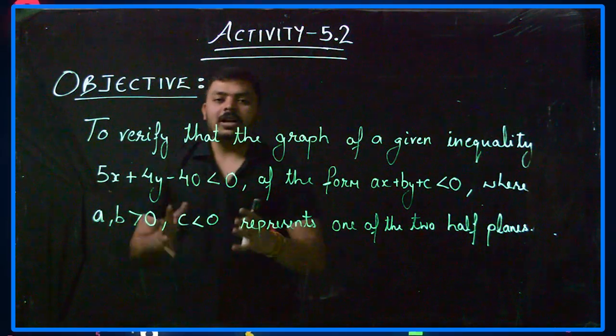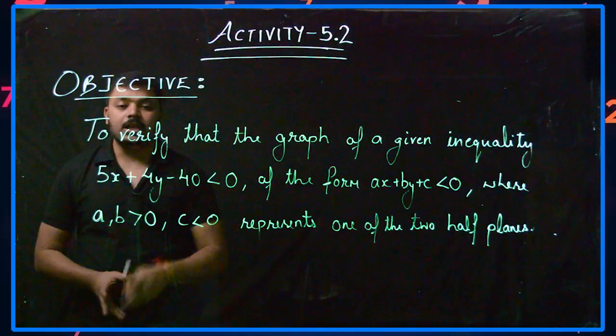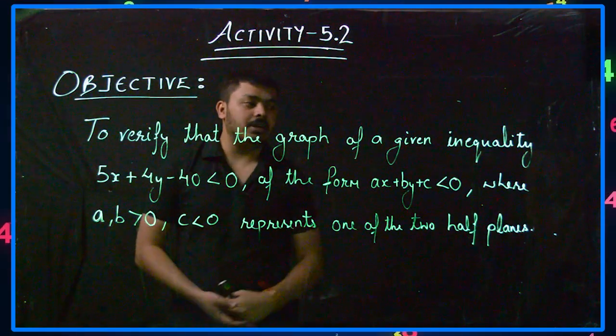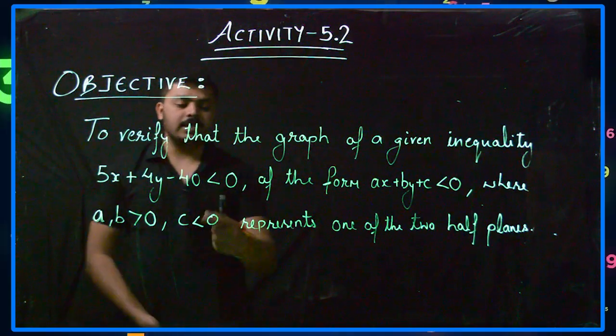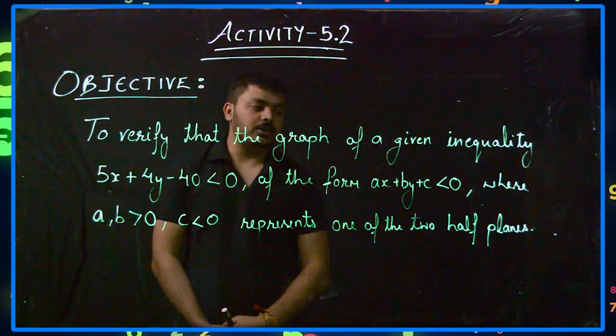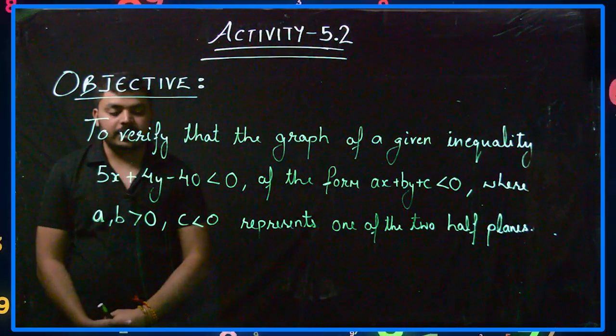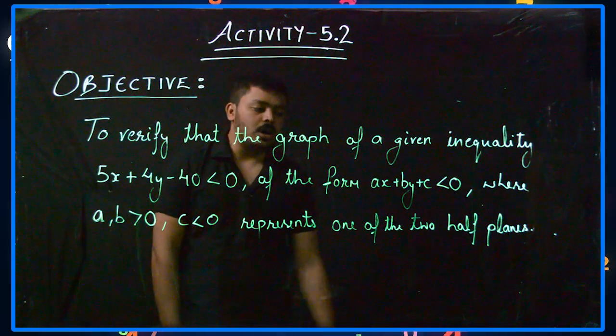So students, now let's start activity 5.2. Our objective for this activity is to verify that the graph of a given inequality 5x + 4y - 40 < 0, of the form ax + by + c < 0, where a and b are greater than 0 whereas c is less than 0, represents one of the two half planes.